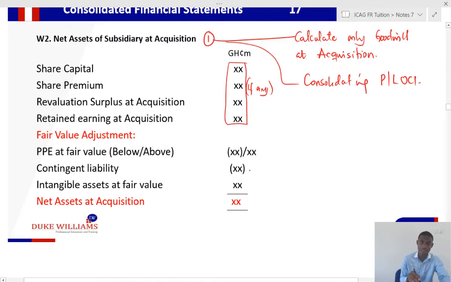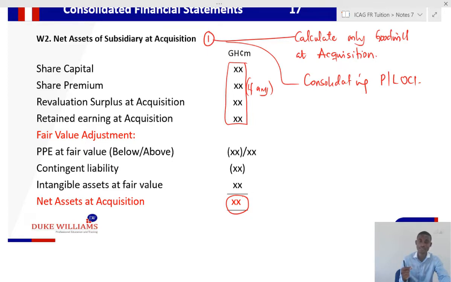If we have a contingent liability, which was a disclosure item at acquisition, we have to recognize it as a liability, and the contingent liability will reduce the net assets. And when we have any intangible assets, we have to add them to have the total asset at acquisition. So when we do all of these adjustments, what we are getting is the net asset at acquisition. And this net asset at acquisition is needed to calculate the goodwill at acquisition. Like I've indicated earlier, the consideration plus NCI, if any, less net asset gives you the goodwill at acquisition.